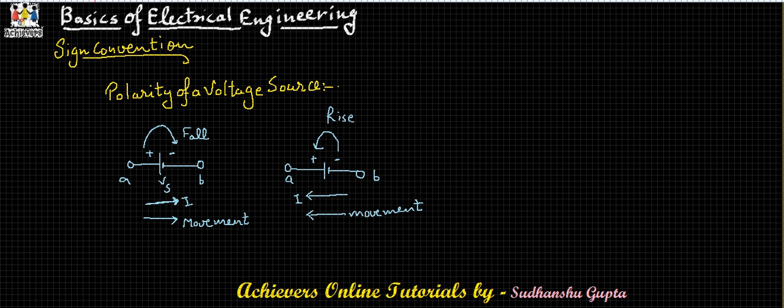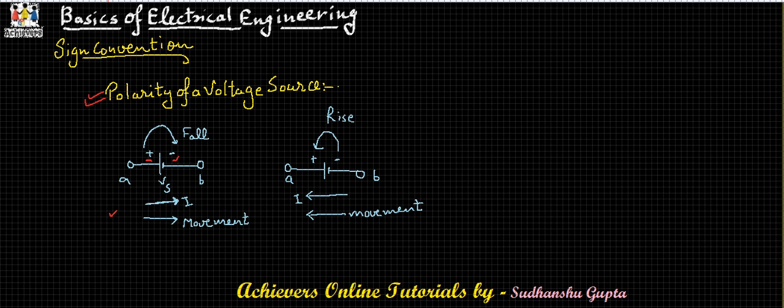In this lecture, we are going to discuss the sign convention that we are going to use while analyzing the circuit. First of all, we will discuss the polarity of a voltage source. The polarity of a voltage source is fixed and it is independent of the direction of current. The positive terminal is at a higher potential and the negative terminal is at a lower potential.